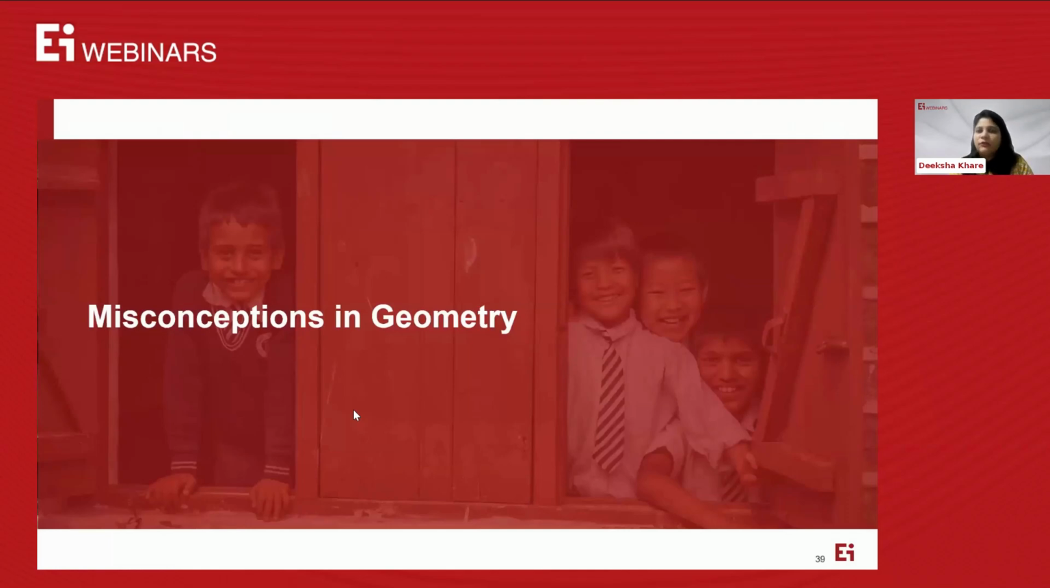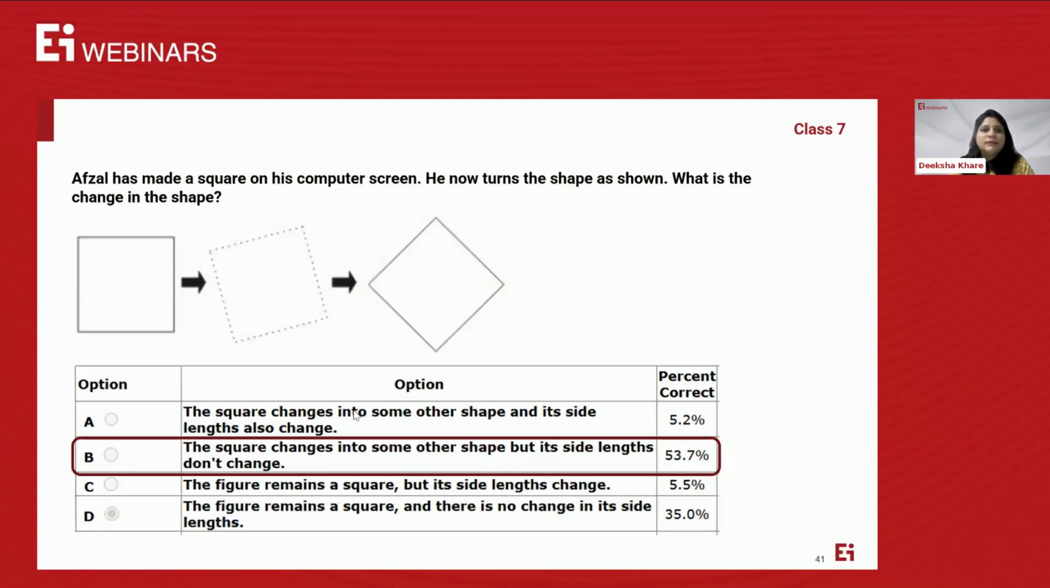So next domain, in fact, is geometry. All right, this is a very interesting question. Let us take a look. Afzal has made a square on his computer screen. He now turns the shape as shown. What is the change in the shape?